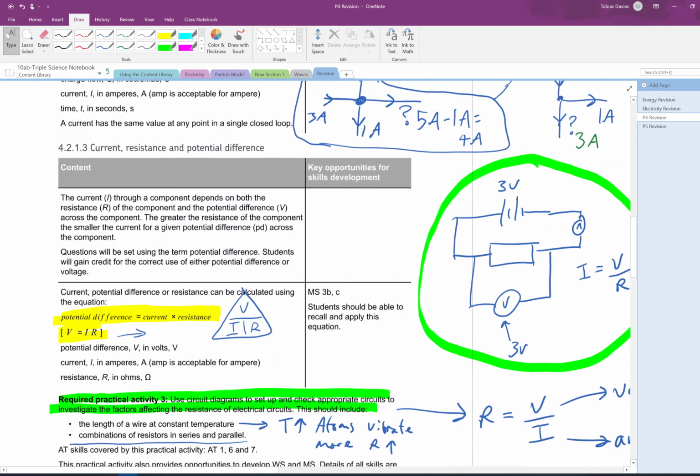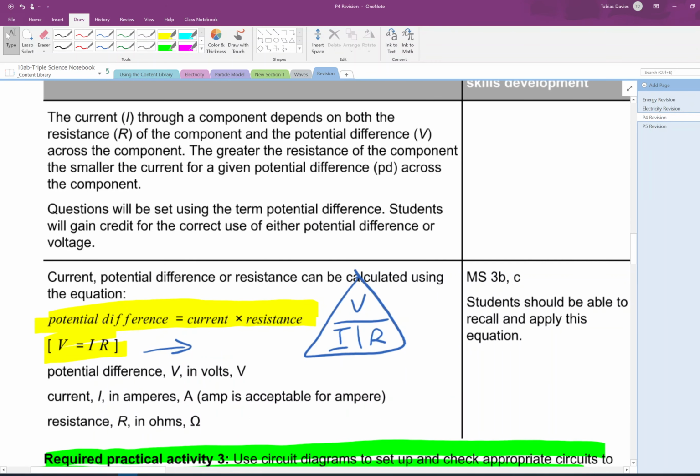Now, this formula, V equals IR, is an incredibly important formula for electricity, and again, you need to be able to remember it. You need to be able to use it. So V equals IR, where V is your potential difference, also known as voltage sometimes, and that's equal to current multiplied by resistance. If you're a fan of the triangles, then just remember that the V is going to go on top, because the I multiplied by the R, they're going to go in the bottom.